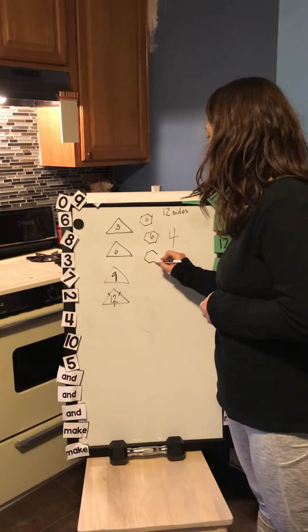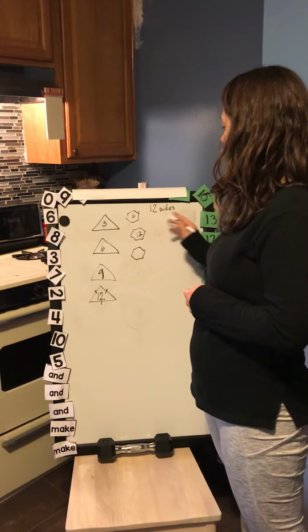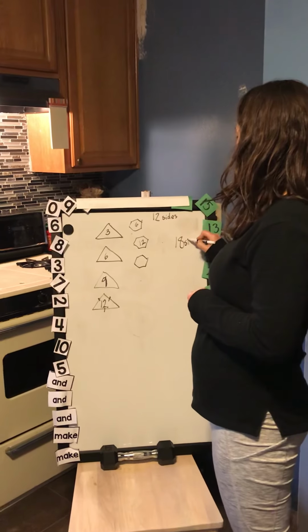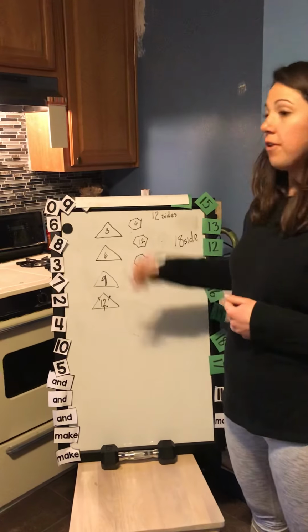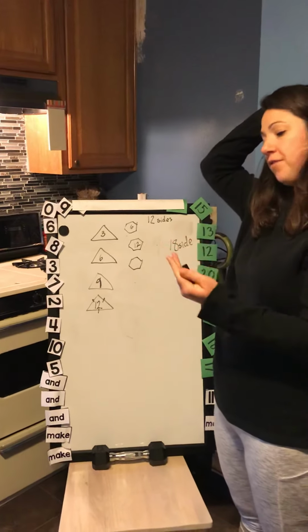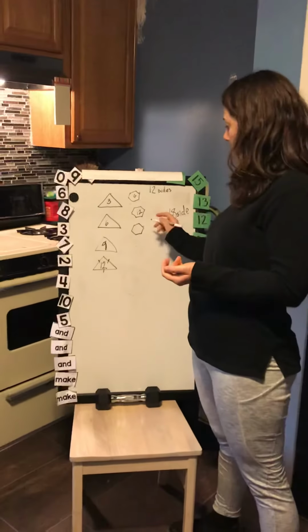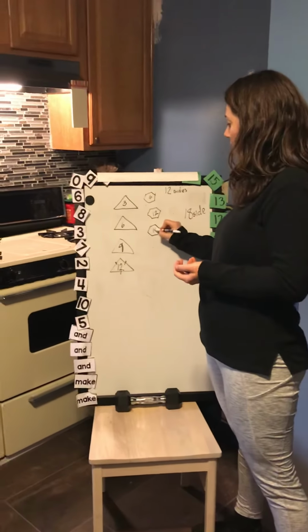So this would be actually a 12 here. We're trying to get to 18 sides. So 12, in my head, 13, 14, 15, 16, 17, 18. Oh, 18. So how many hexagons were there if there were 18 sides? There were 3 hexagons in that piece of honeycomb. All right. Good job, everybody.